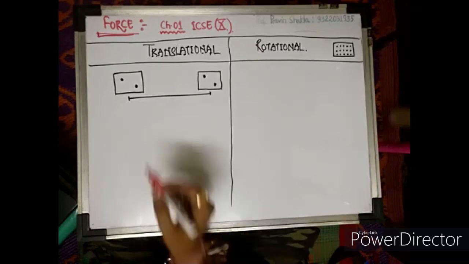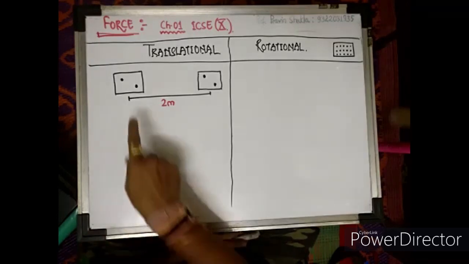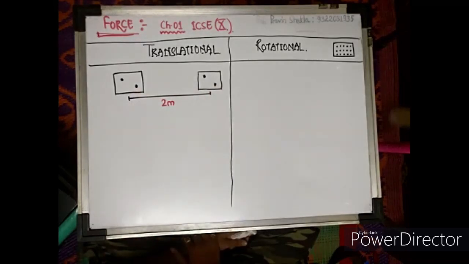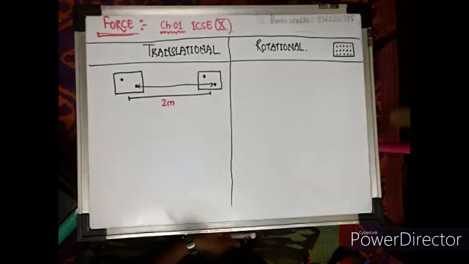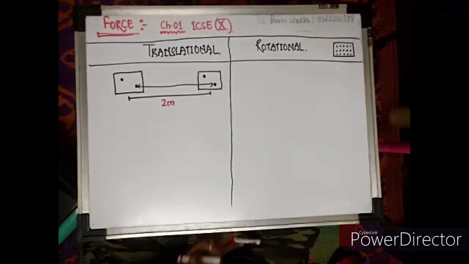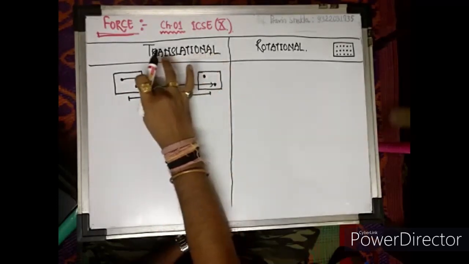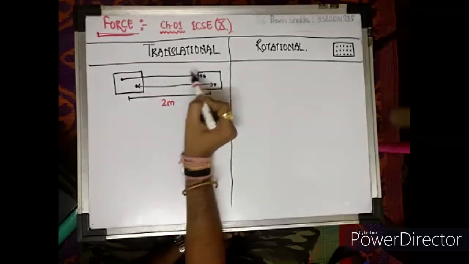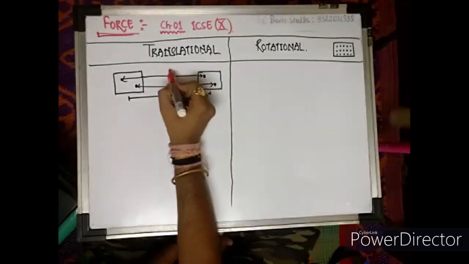Now my question: suppose this is 2 meters, then tell me, what is the distance between this particle and this particle? 2 meters. Perfect. And what is the distance here? Sorry, I got that wrong. 2 meters. Even this distance is 2 meters. Right? Sir, even this is 2 meters and even this is 2 meters.